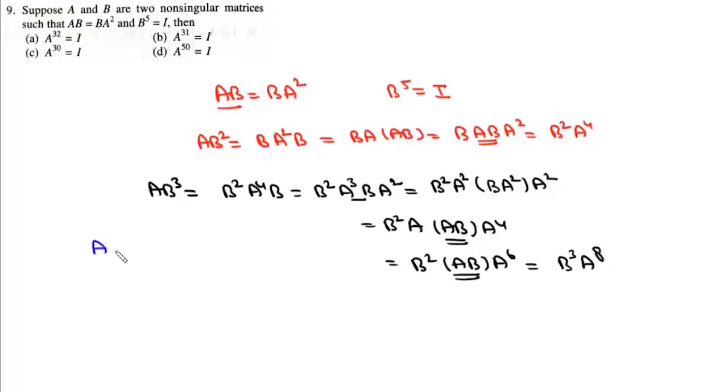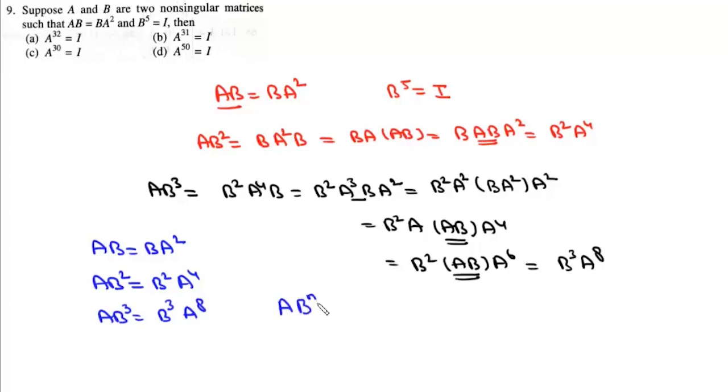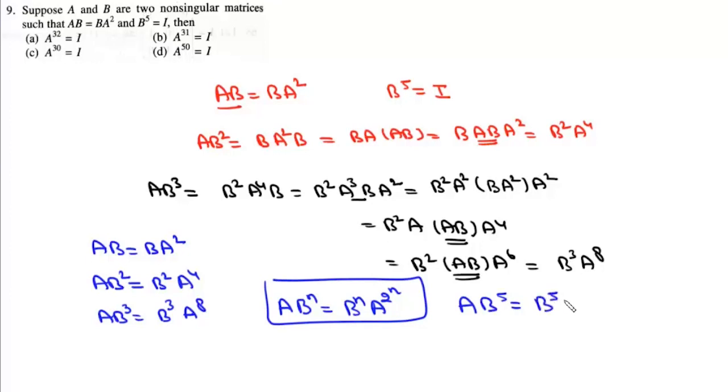So the pattern is AB is B A square, AB square is B square into A to the power 4, AB cube is B cube into A to the power 8. So we can write AB to the power n will be B to the power n into A to the power 2 to the power n. Now if we take n as 5, then we can write AB to the power 5 will be equal to B to the power 5 into A to the power 2 to the power 5, which is 32.